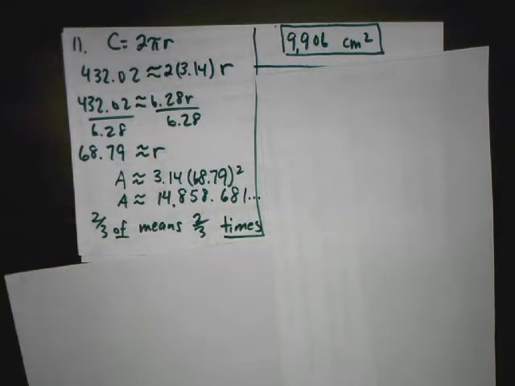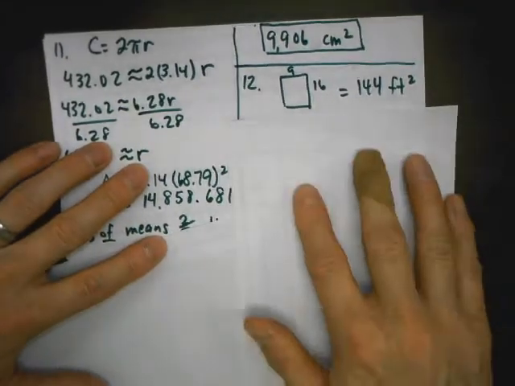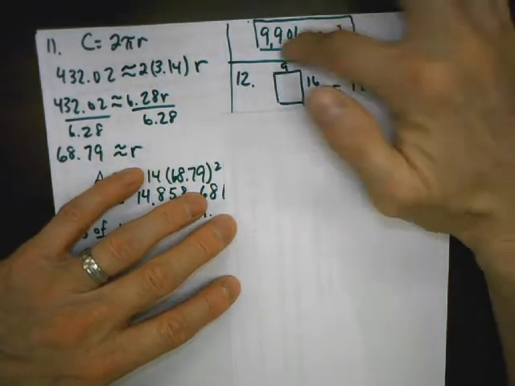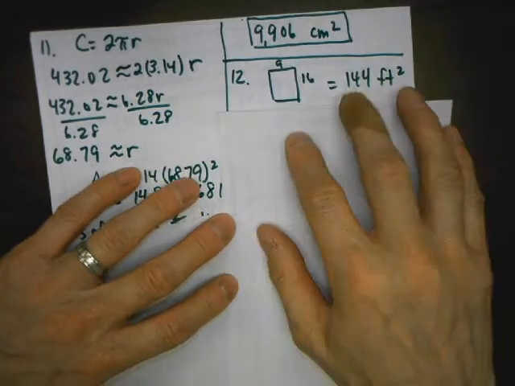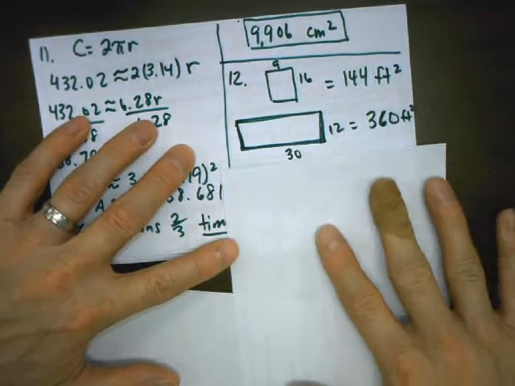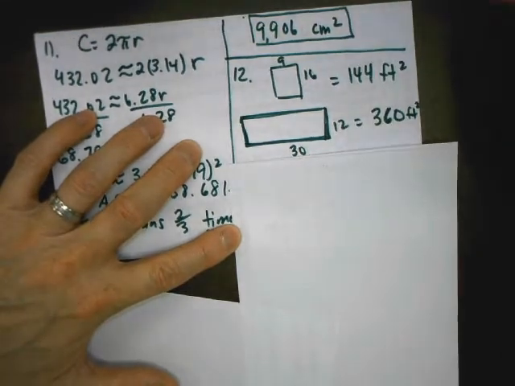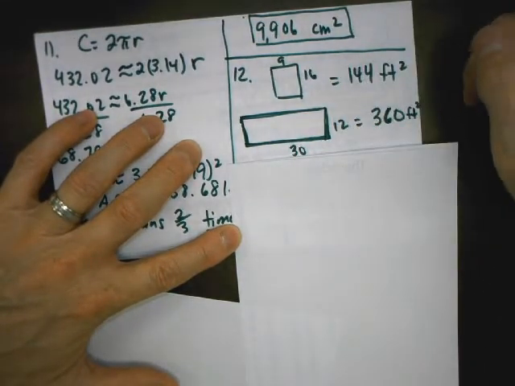12, we have a few different shapes. The first shape is a little rectangle on top, not square. And I go 9 times 16, just length times width. I got the area. Then I have a bigger rectangle on the bottom. Take a look at your diagram from your study guide. You see that's a 30 by 12, so I multiply those, I get 360.